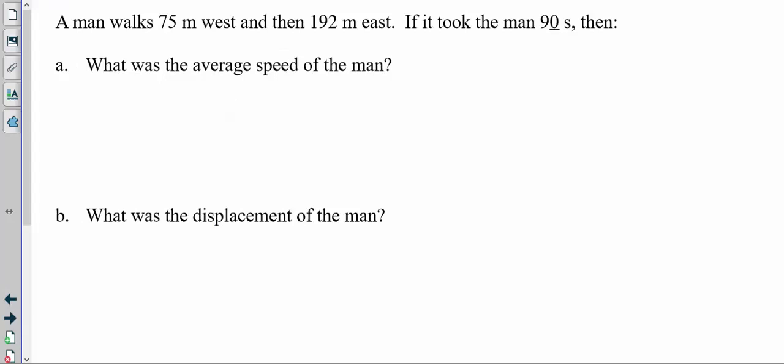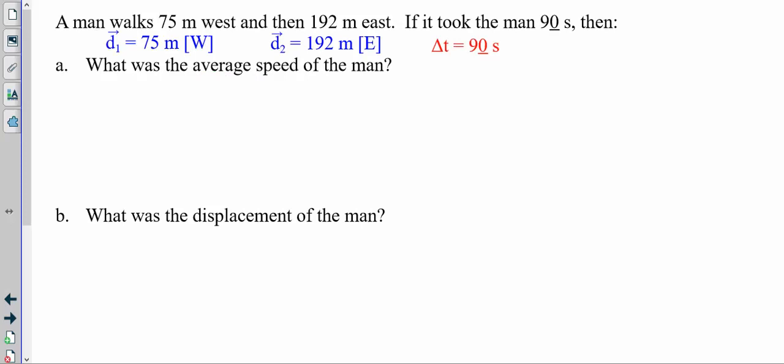The last question ties back to the previous lesson with the average speed. I think there's a couple on your homework assignment that will have questions like this. So it says, once again, a man walks 75 meters to the west and then 192 meters to the east. If it took the man 90 seconds, then what was the average speed of the man and what was the displacement of the man?